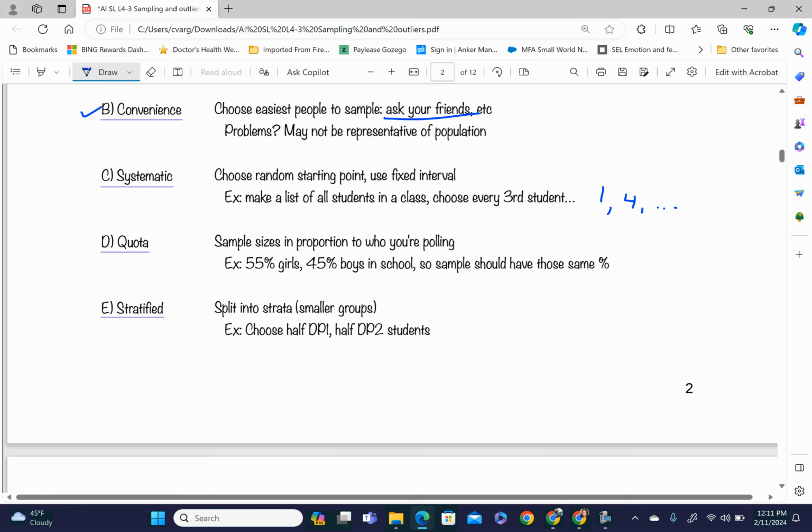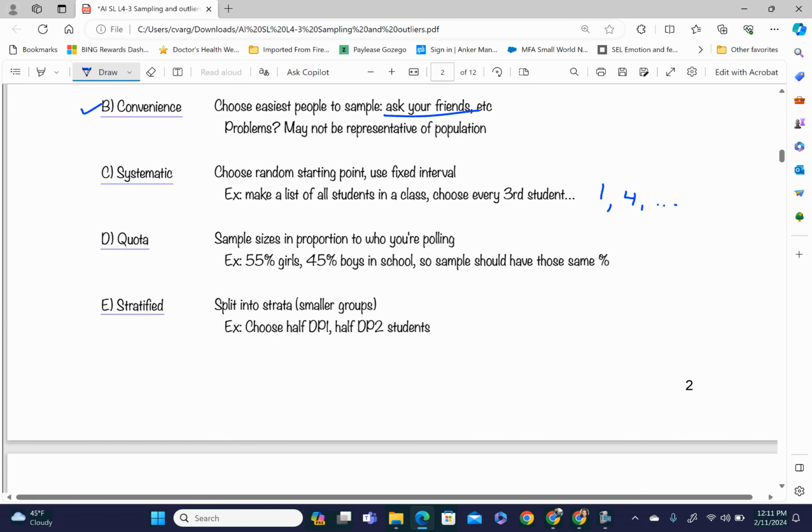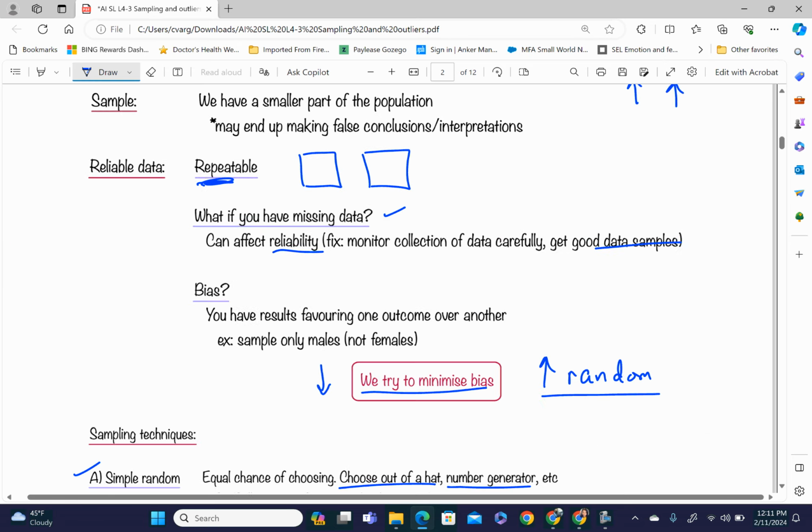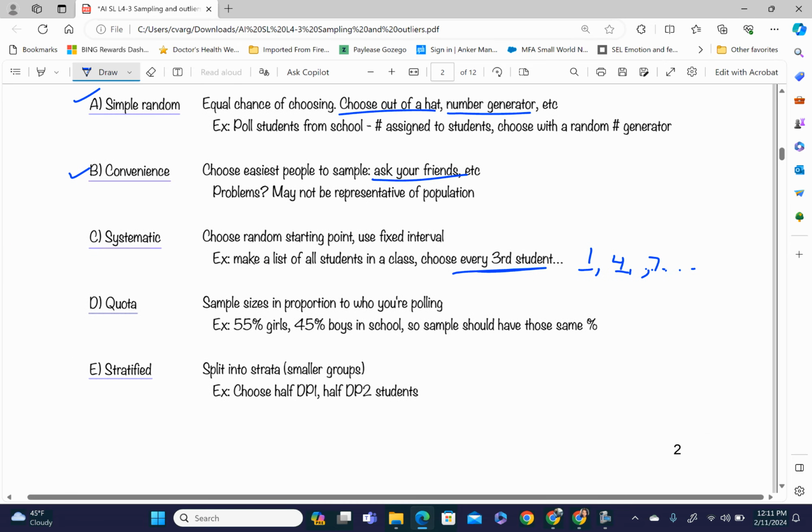All right. Systematic is, for example, you're choosing a random number. So if I say I'm going to pick the first person, you're picking a random starting point, and then you're using a fixed interval after that. So for example, you're choosing every third student, so the student numbers are going to be 1, 4, 7, and so on and so forth. That is something called systematic. Okay, you're being systematic about how you are sampling.